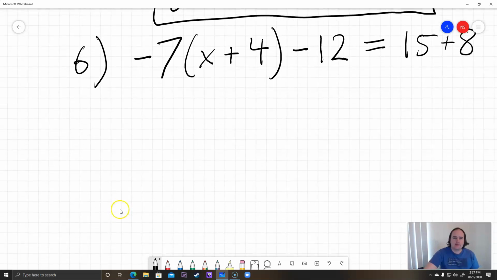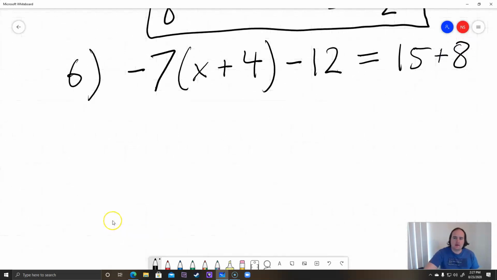All right, so this one has a lot going on, I'm not going to lie. But if you remember what I told you, what do you do first? Well, the first thing you do is you distribute. So step 1 is distribute.